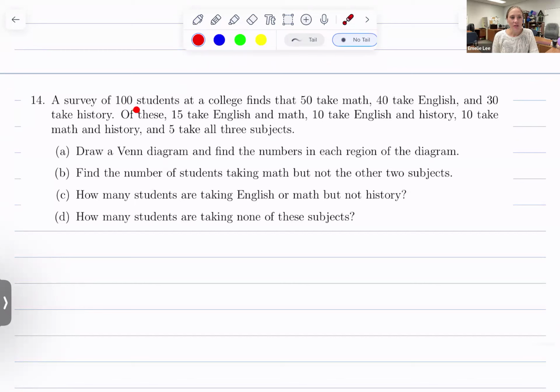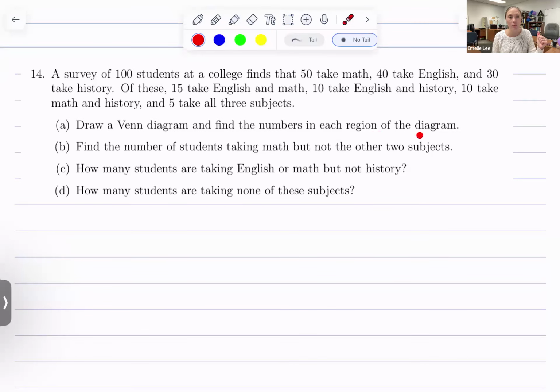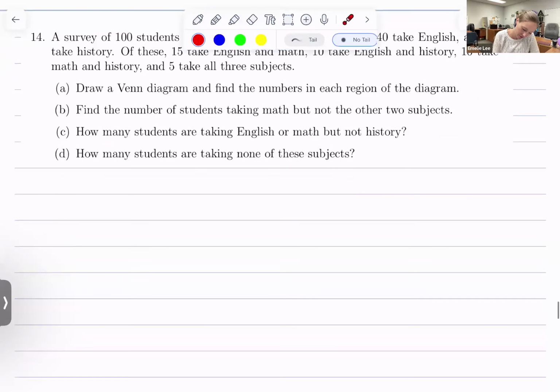A survey of 100 students at a college finds that 50 take math, 40 take English, and 30 take history. Now I'm talking about 3 things, which means I'm going to have a 3-circle Venn diagram. And then I'm given some more information. Of these, 15 take English and math, 10 take English and history, and 10 take math and history, and 5 take all 3 subjects. And of course, A, draw a Venn diagram and find the numbers in each region of the diagram. So that's probably the most work for this question.